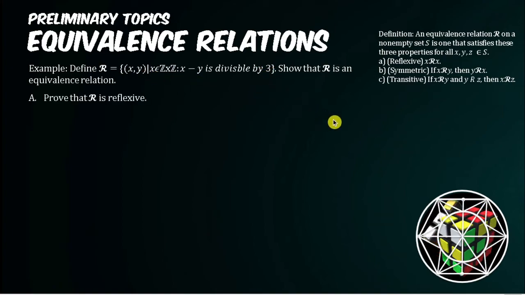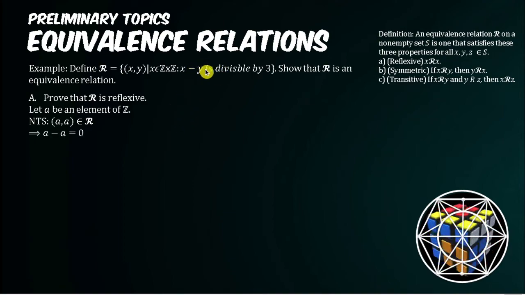So we start by proving that R is reflexive. To show reflexivity, the first thing to do is to identify one arbitrary element from the given set. And the set that we are actually working on here is the set of integers. So how do we show that it is reflexive? We show that for any given A from this set of integers, it satisfies this relation. So we need to show that the ordered pair (A, A) is an element of the relation.